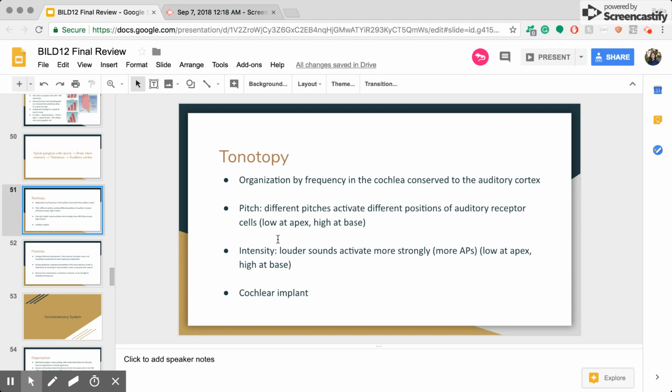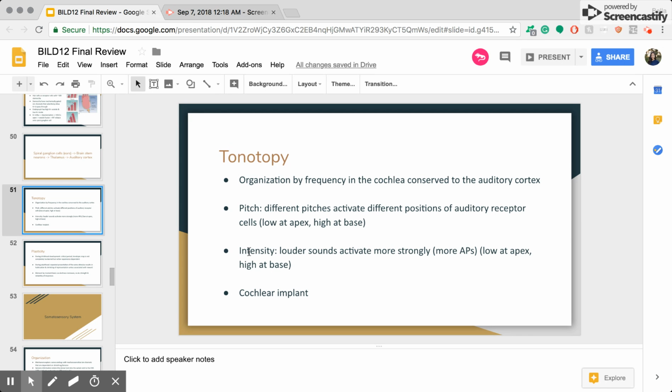So tonotopy, the only thing you really need to know about tonotopy is pitch and intensity. It's a different way of encoding or organization in the cochlea that helps us determine or understand perceived sounds. So with pitch, what it does is that it activates different parts of the cochlea. And the gradient that you see in that is that you have an apex and a base. And it's the same in both cases where the apex things start low, base things are higher.